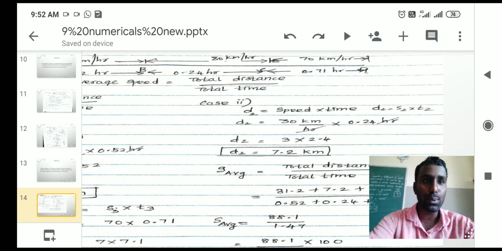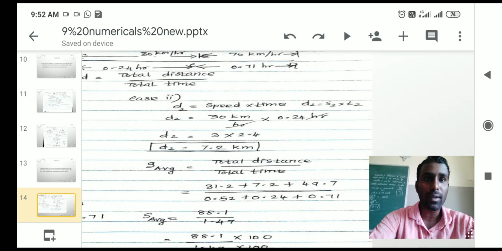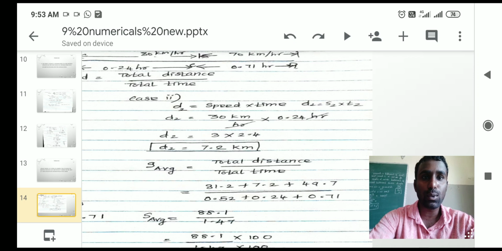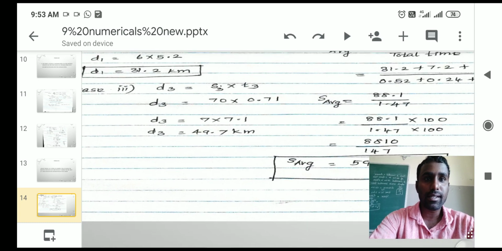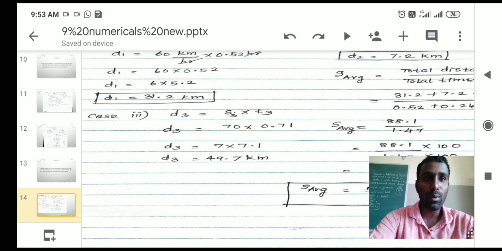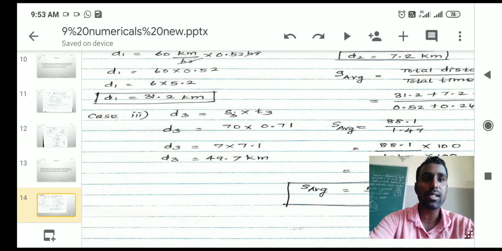Next for D2, same way, distance equals speed into time. So D2 equals S2 into T2. So 30 km per hour into 0.24 hour. So D2 equals 3 into 2.4. So D2 equals 7.2 km. So next case 3 here. D3 equals S3 into T3. D3 means distance in the third, that means C to D. So 70 into 0.71, if you multiply it, means 49.7 kilometer.